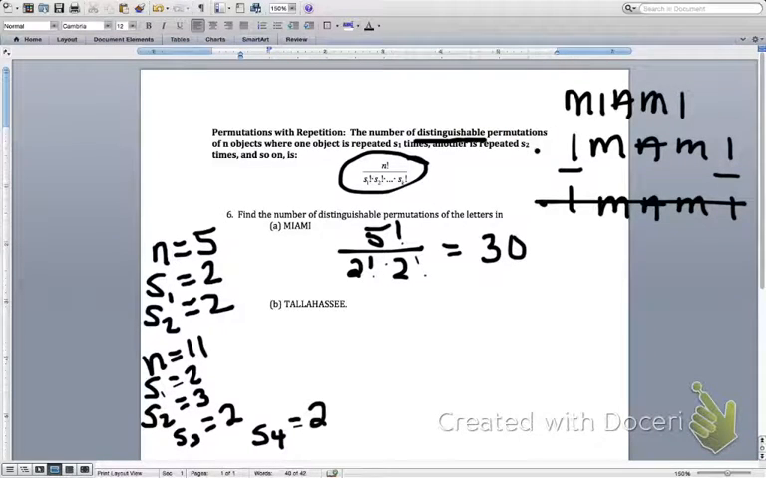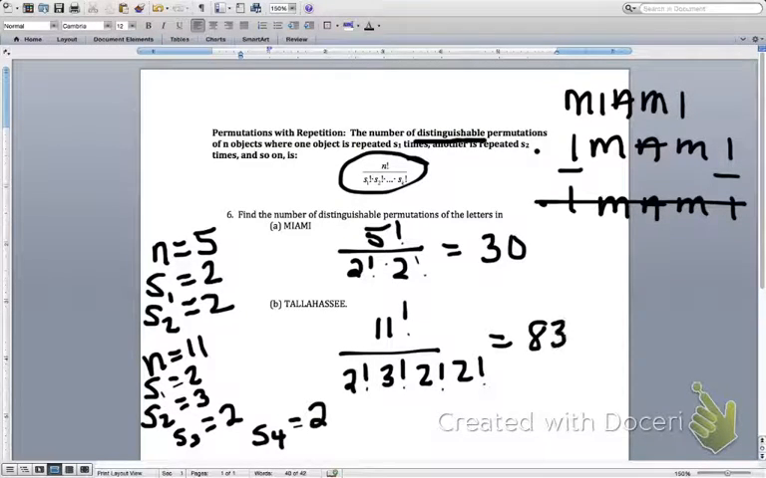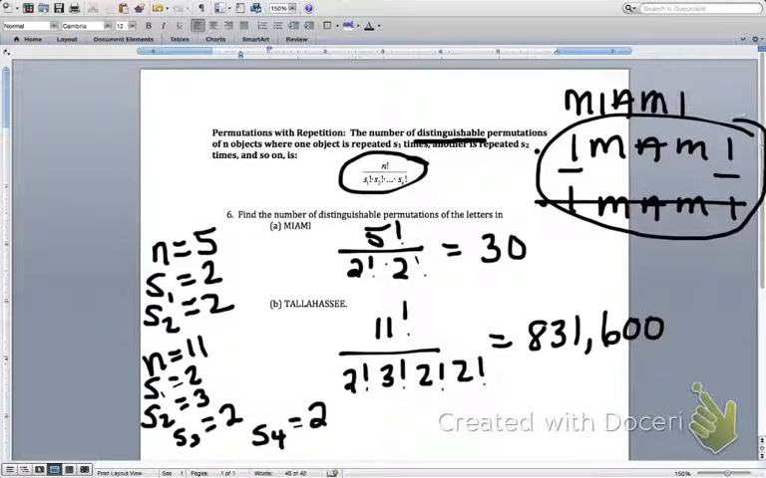There are 2 E's. When I plug this into the formula, I will have 11 factorial over 2 factorial times 3 factorial times 2 factorial times 2 factorial. And when I do that, there are 831,600 distinguishable permutations of the letters in Tallahassee. If we were not to use this formula and simply used what we learned before, we would have many more permutations of the letters in Tallahassee, but some of them, as we talked about in the beginning, would repeat.